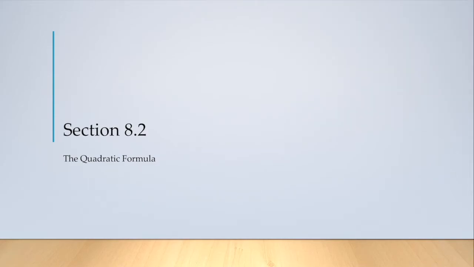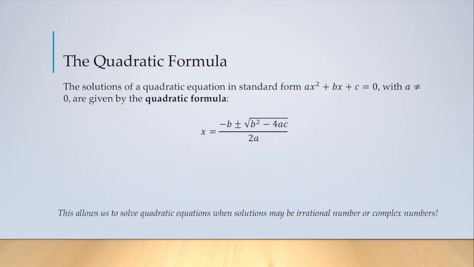Section 8.2 is about using the quadratic formula to solve quadratic equations. The solutions of a quadratic equation in standard form, ax squared plus bx plus c equals 0, and a not equal to 0, because if a was 0, then it'd be a linear equation and we couldn't use the quadratic formula, are given by the following formula. It's x equals negative b plus or minus the square root of b squared minus 4ac all over 2a.